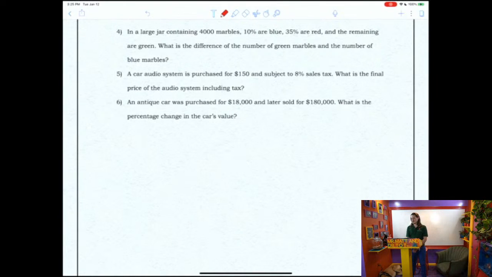So I'm going to give you 6 more minutes for questions 4 through 6. Question 4 asks, in a large jar containing 4,000 marbles, 10% are blue, 35% are red, and the remaining are green. What is the difference of the number of green marbles and the number of blue marbles? 5 asks, a car audio system is purchased for $150 and subject to 8% sales tax. What is the final price of the audio system including tax? And 6, an antique car was purchased for $18,000 and later sold for $180,000. What is the percentage change in the car's value?